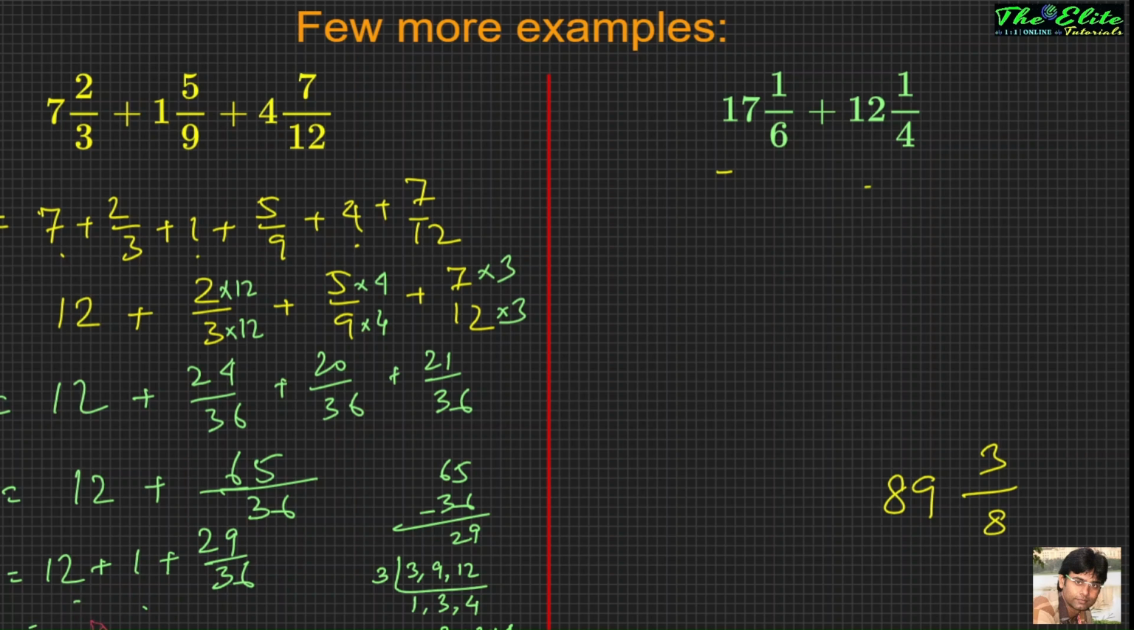Now this 12 and 1 will give you 13, and this is going to be 29 over 36. 29 is a prime number. We cannot find anything common with 36, so we cannot simplify this fraction. Generally, if we find this fraction can be simplified, we will simplify that first. Okay, now it will be written together, 13 whole 29 by 36, and this is your answer for this.